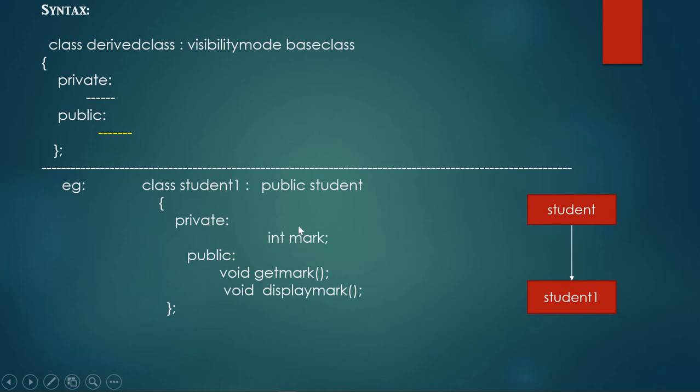In the private section, one data member is there, mark, and two member functions are there in the class Student1: getmark and displaymark. See, this Student1 is deriving from the class Student. That is, Student1 is the derived class and Student is the base class. Actually, this is the class. What is the name of this class? Student1. We are defining the class Student1 with inheritance. So, here Student1 will get the properties of the Student class also.